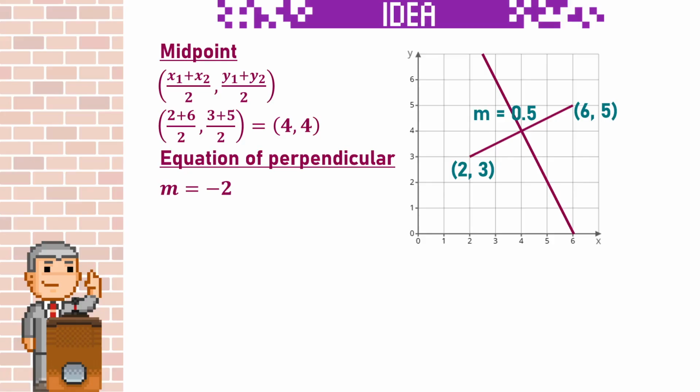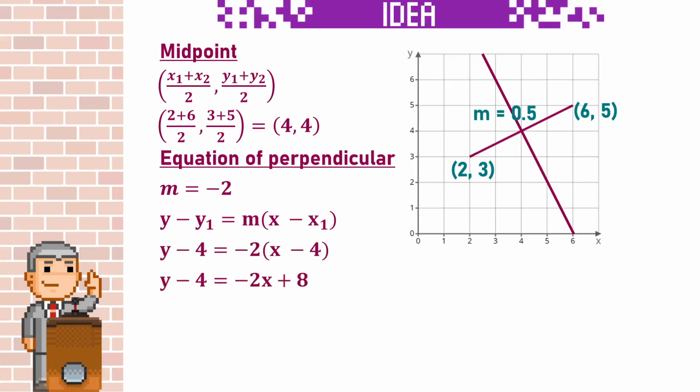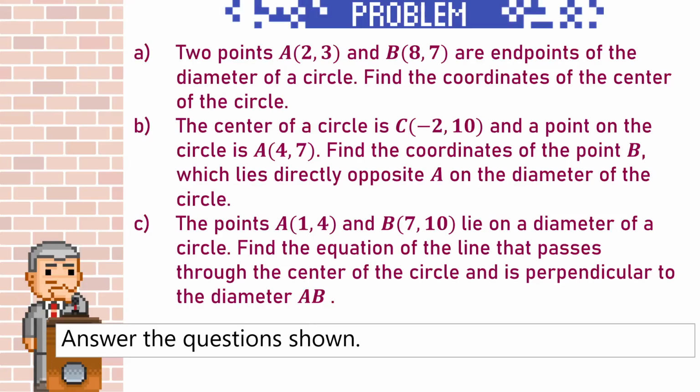We can use our equation form here to just plug in the gradient and the coordinates we know, because we know it goes through the midpoint 4, 4, to find the equation of the line. So the equation of the line in y equals mx plus c form is y equals minus 2x plus 12. Let's have a go at these questions.